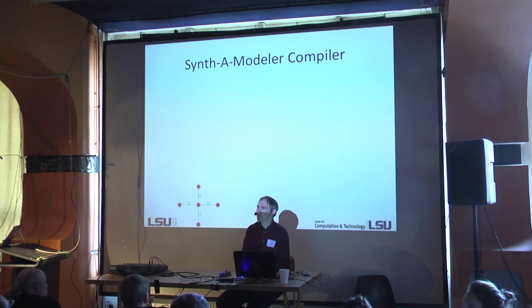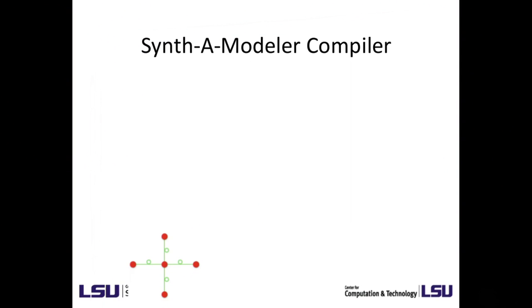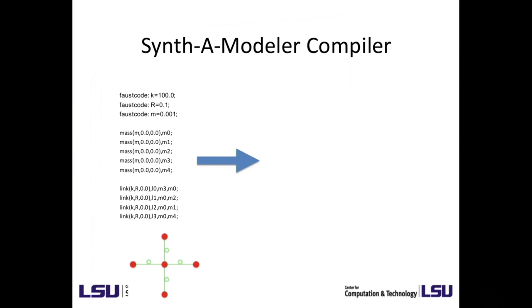So why not write the physical models directly in Faust? Actually, it's great, and many physical models are. I was just trying to do it on a very abstract level, and so I ended up doing it this way. So if you have five masses that are interconnected by springs, five virtual masses interconnected by virtual springs, this is how you could specify that in SynthoModeler. So you list the masses, which all have a mass of 0.001 kilograms. I gave them all initial positions and velocities of zero. And then you specify springs in between them. So each spring needs a name, and then you tell it what things it connects. And then you just define the parameters for it here.